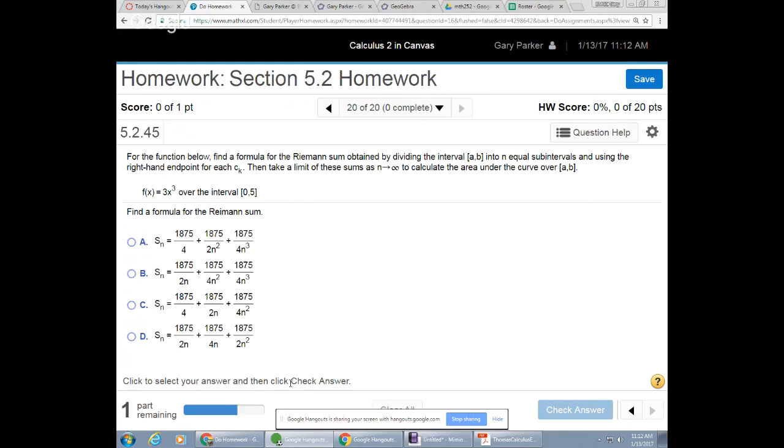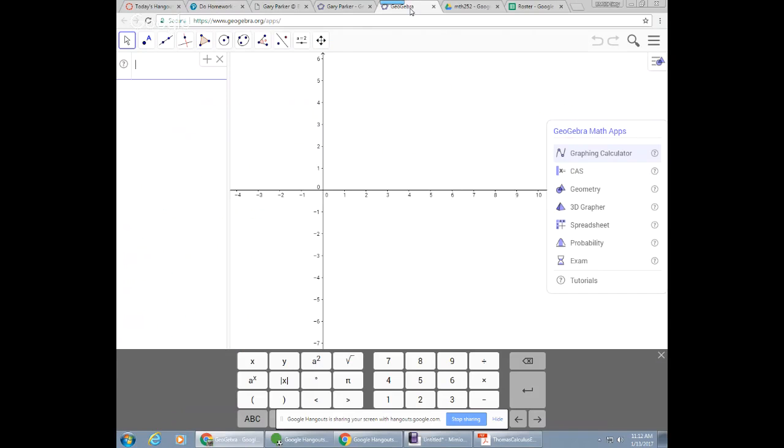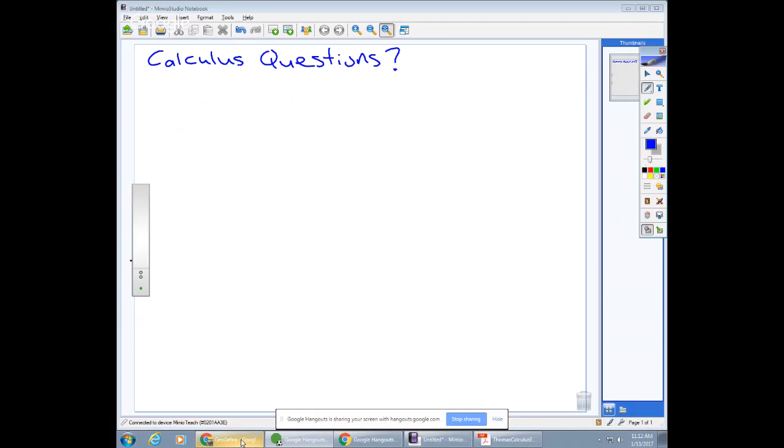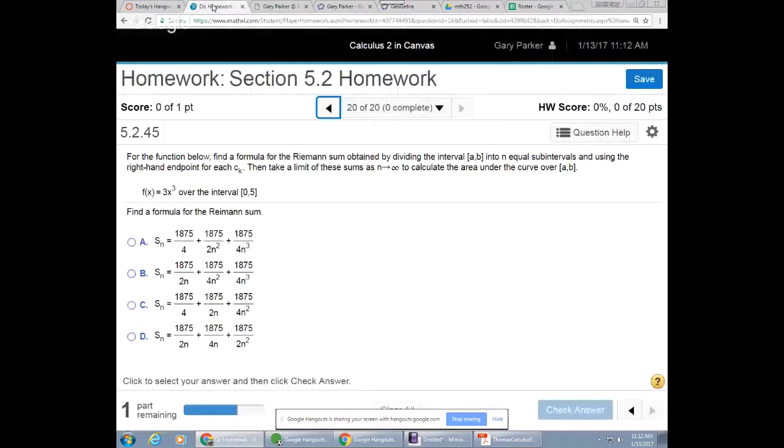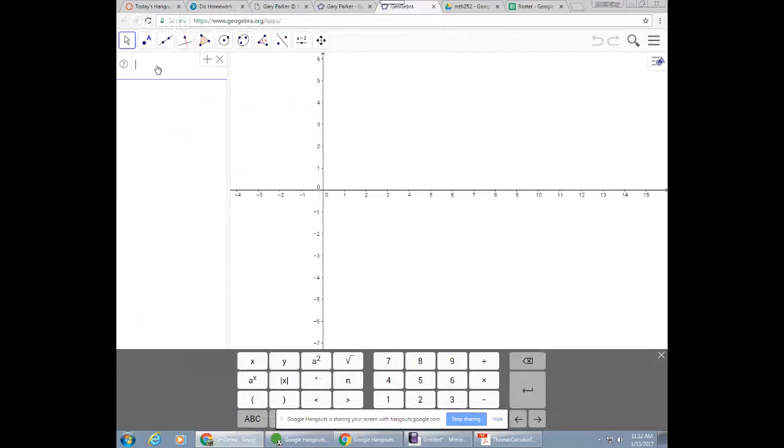I always find it's a good idea to visualize that first. So a Riemann sum can be interpreted as finding the area under the curve, so I would want to graph my function, 3x cubed. Oops, where'd you go, function? Yeah, 3x cubed. I'm going to use GeoGebra. And I'm interested in it on the interval from 0 to 5.